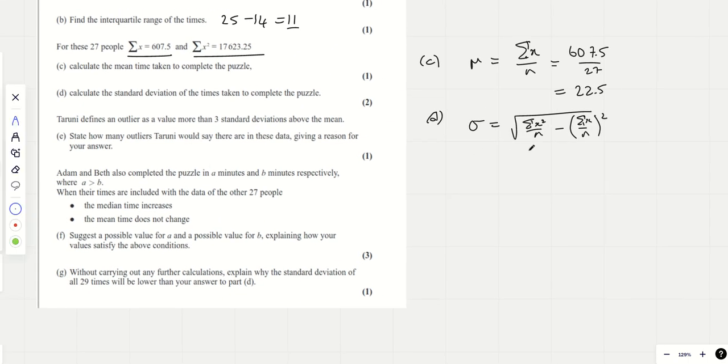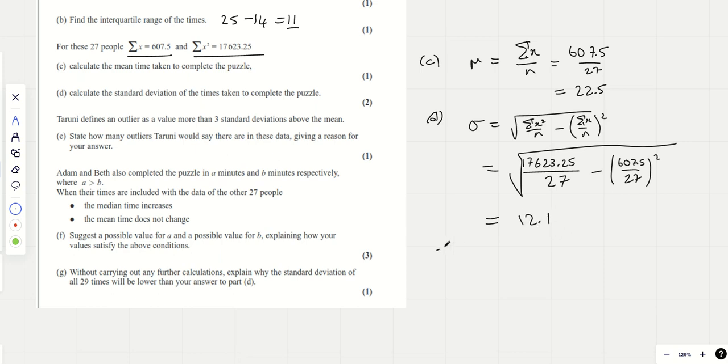Okay, so we just plug it in, and we're going to be doing 17623.25. Make sure you can do these, because they're asking this a lot, aren't they? Divided by 27, and then we take away our previous answer, but let's put it in again just so we make sure we get the exactly right answer, and we square root it all at the end, and that gives us 12.1. Cool. Okay, then for part E, Taruni defines an outlier as 3 standard deviations above the mean.